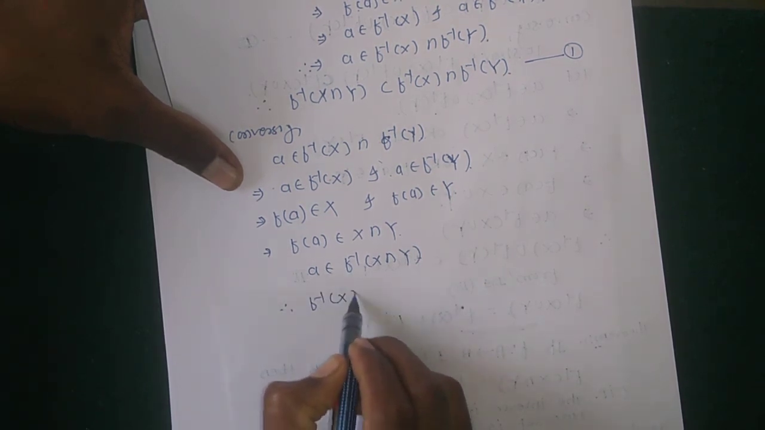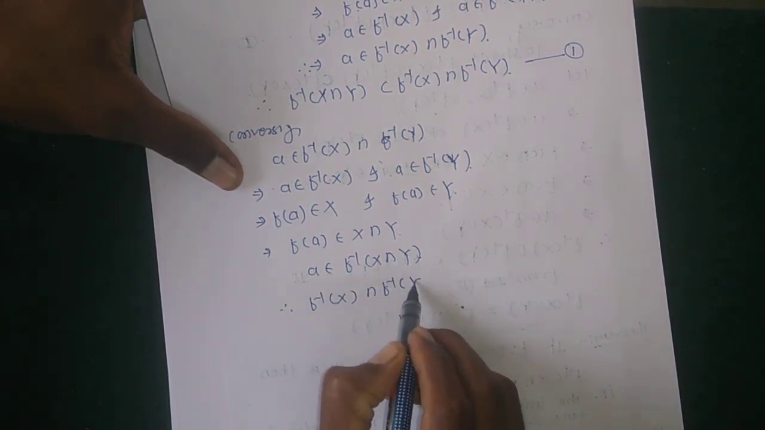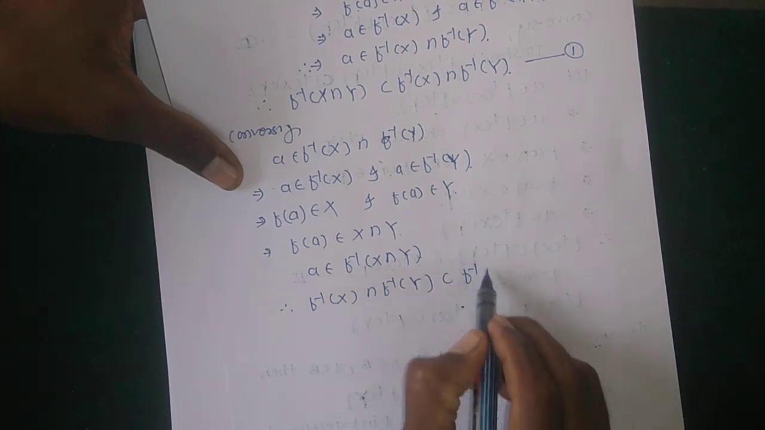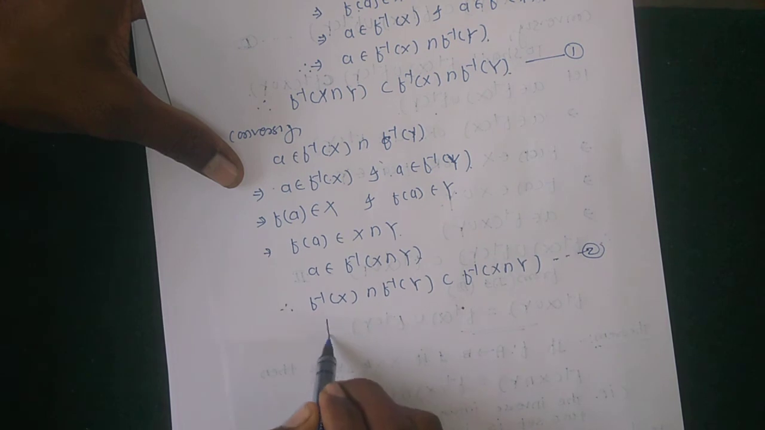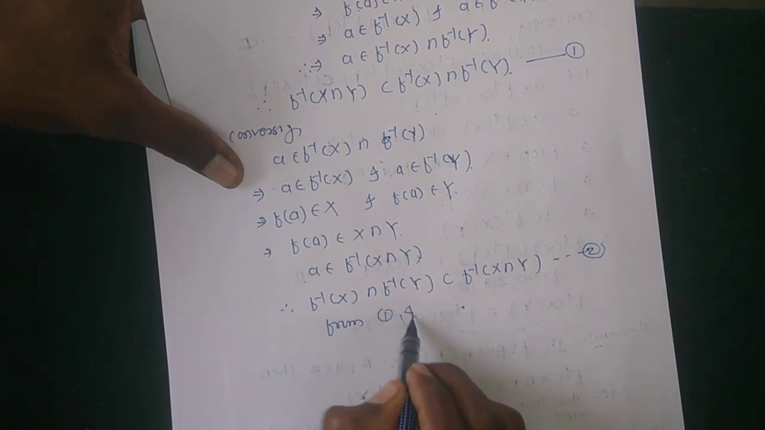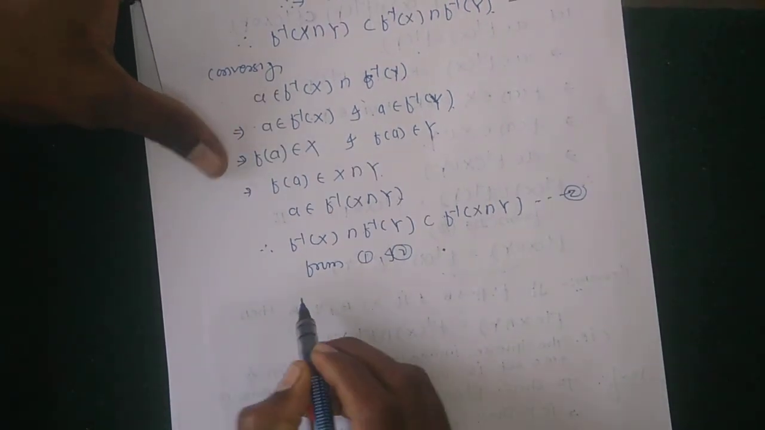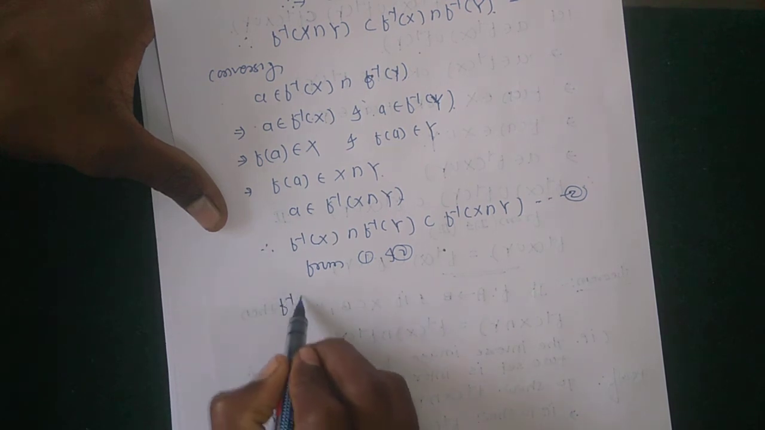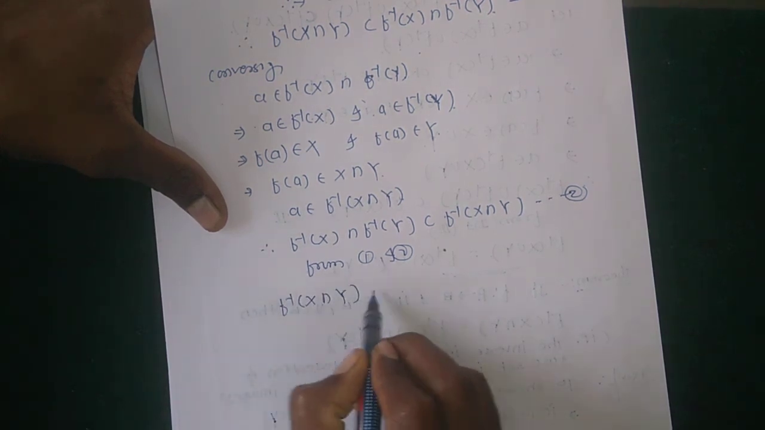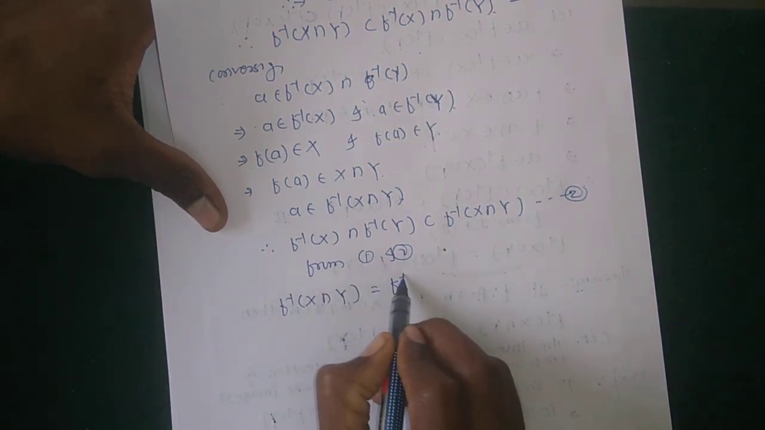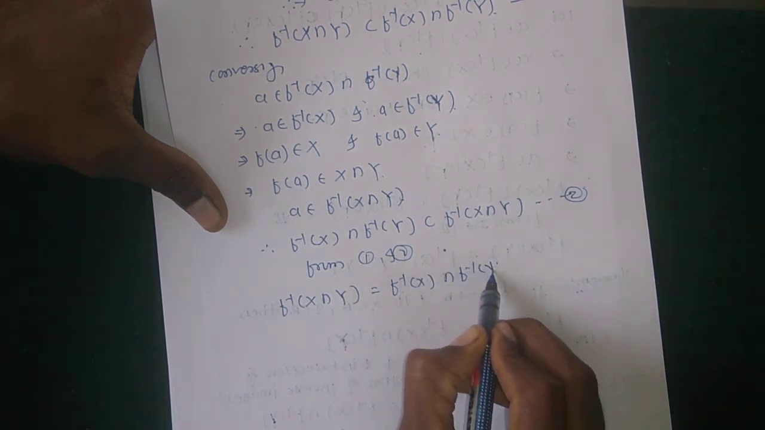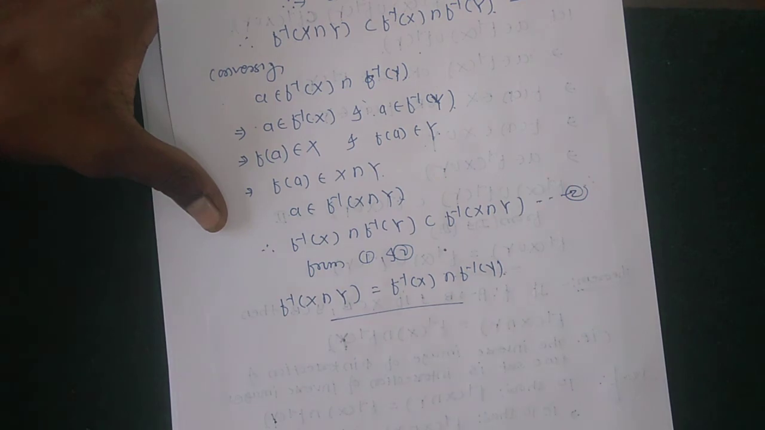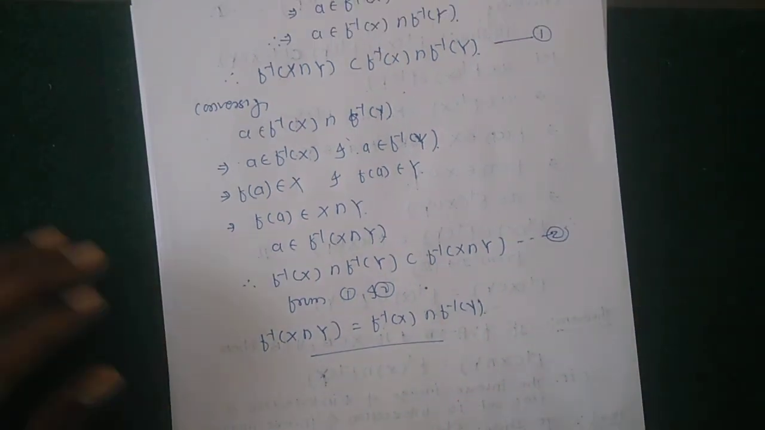Therefore f inverse of X intersection f inverse of Y is a subset of f inverse of X intersection Y, and from 1 and 2, f inverse of X intersection Y is equal to f inverse of X intersection f inverse of Y. So this is the proof of our theorems.